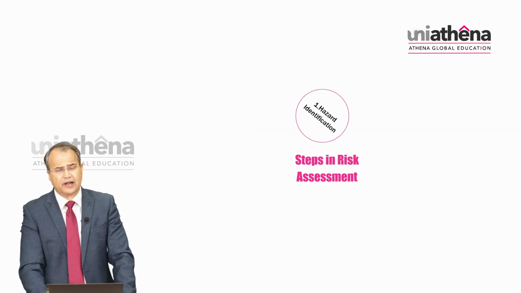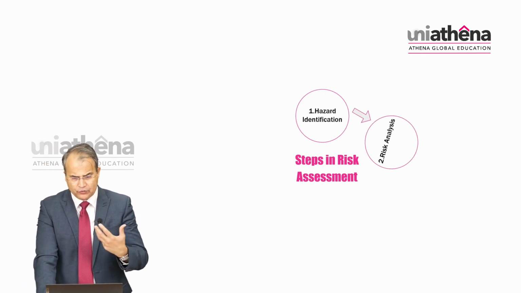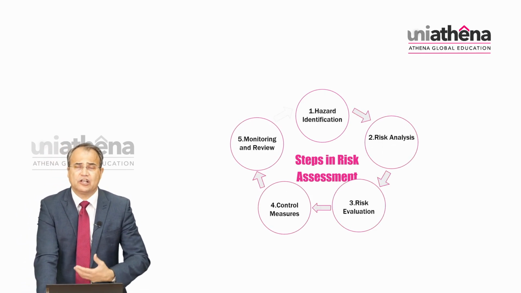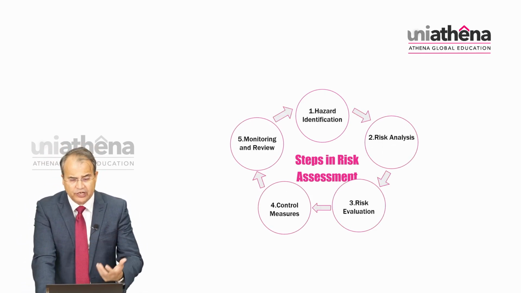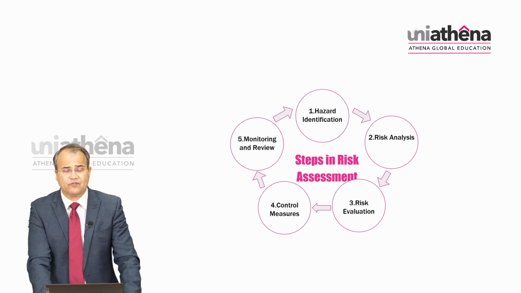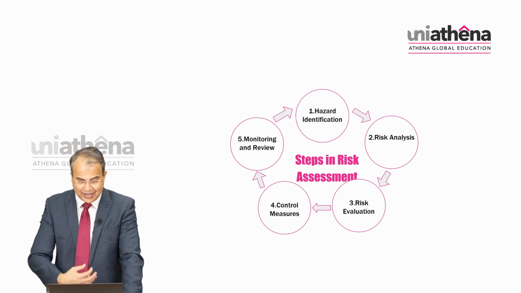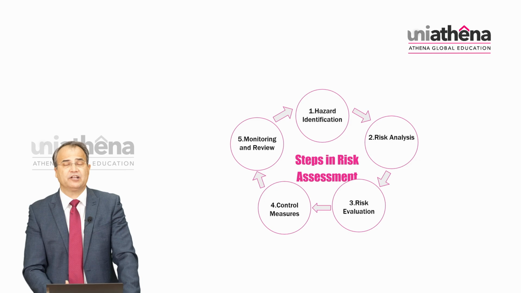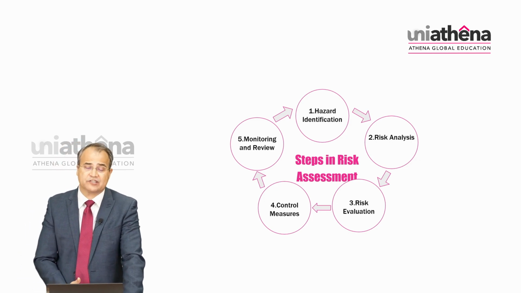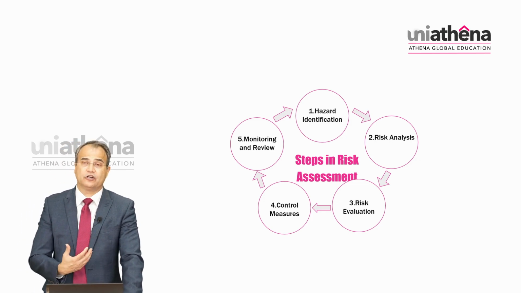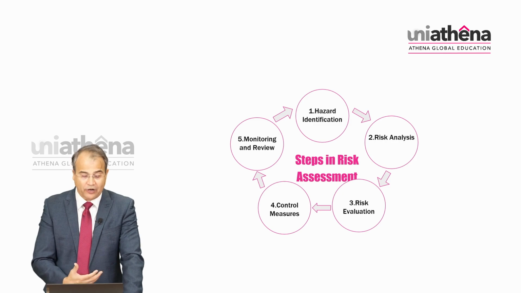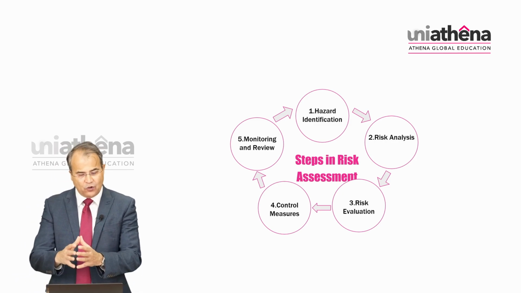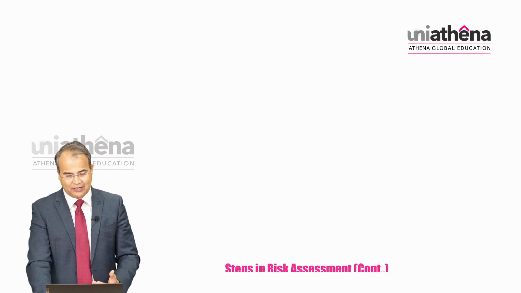Let's have a look at that. There are a few steps that we need to look at to see what exactly we need to do to prevent that. So, the steps in risk assessment: the first one is hazard identification. The second one is risk analysis. The third one is risk evaluation. Then we are talking about the control measures, and then monitoring and reviewing. Let's look at all of these one at a time.